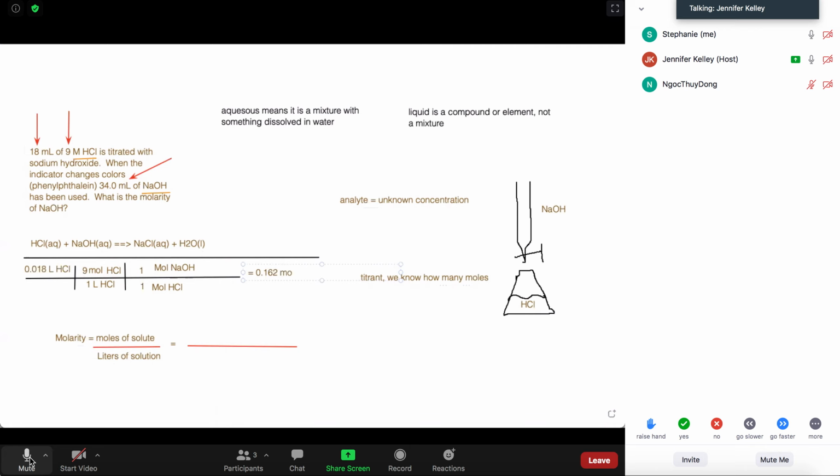All right, and we'll check to make sure everything canceled like it's supposed to. Liters canceled. Moles of HCl canceled. All right, so that's good. So moles of solute, so that would be sodium hydroxide. And how many liters of sodium hydroxide did we have? 0.034. Yes.